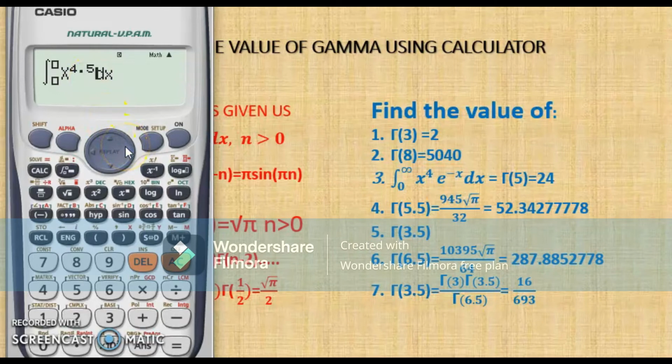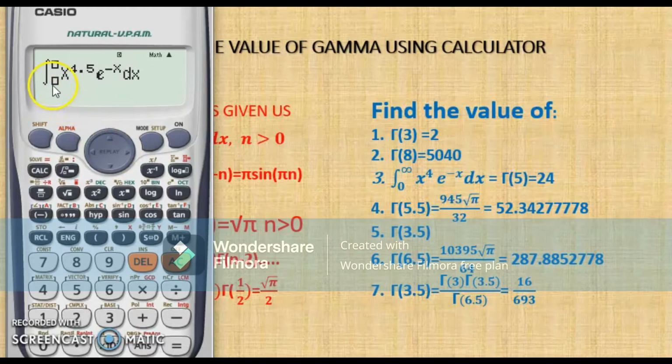Now I hit this arrow sign and I type e, so I get alpha, then 10 exponent negative x, then hit the arrow sign again.